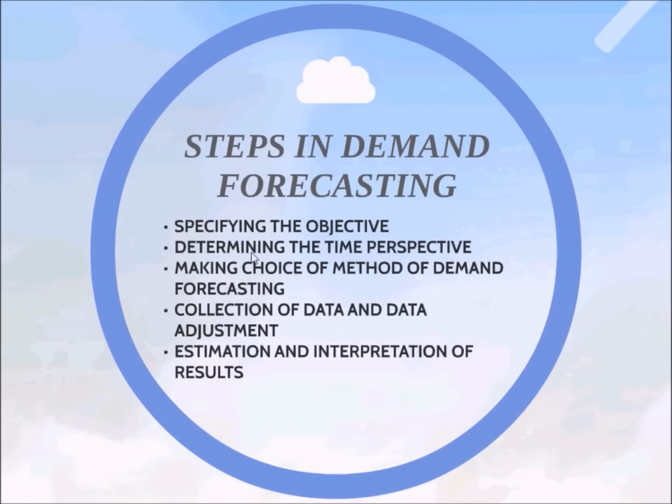Next, let's see what the steps involved in demand forecasting are. The first step is specifying the objective. Specifying the objective of demand forecasting means that we need to aim for what purpose we are forecasting the demand. Is it for short run demand or for long run demand? Is it for the demand of a firm's product, or do we want to forecast the demand for the industry's product as a whole? Is it for the firm's market share? So what is the objective of demand forecasting in the long run?